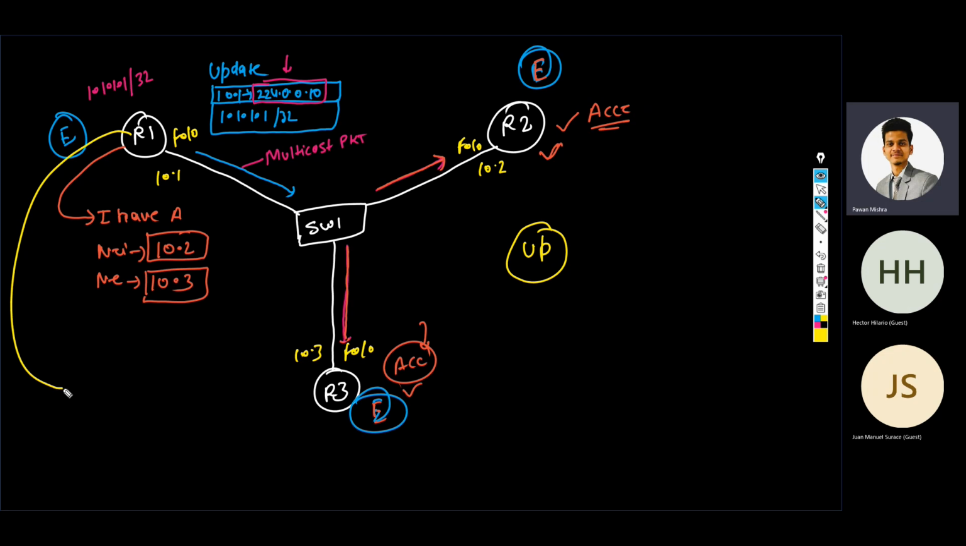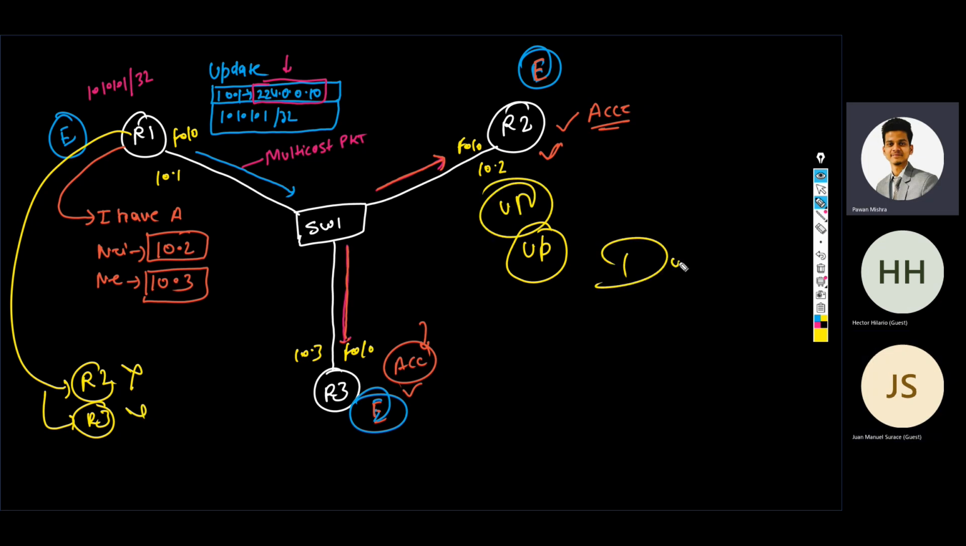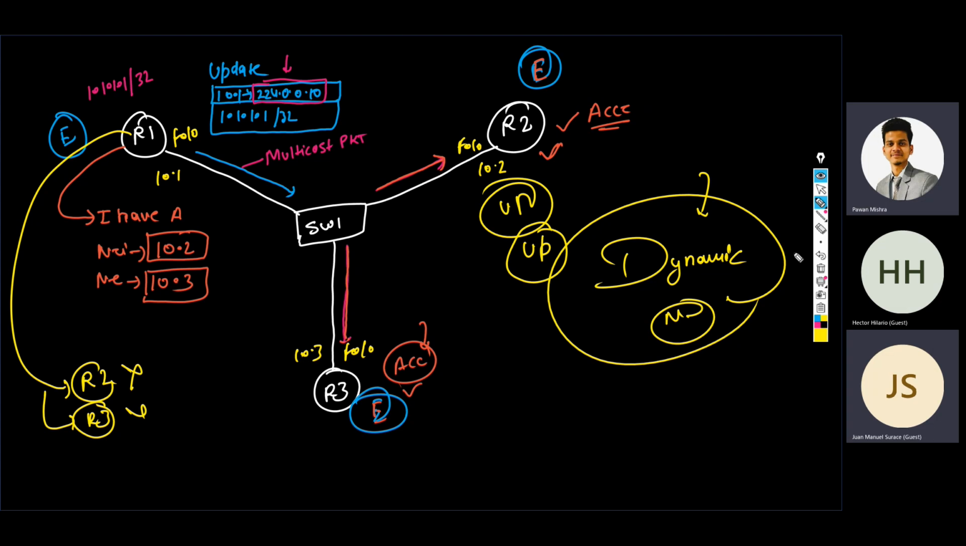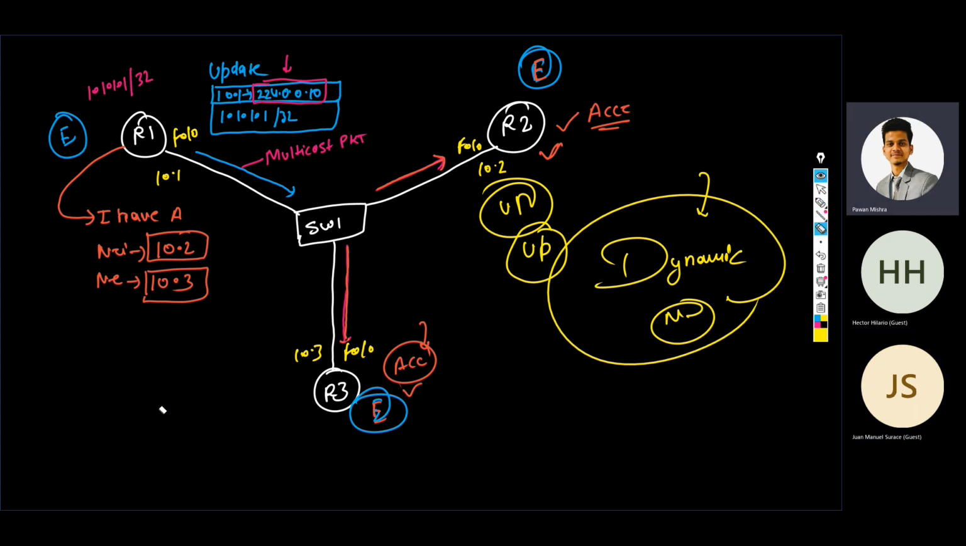I'm not saying please make a neighborship with R2 and please make a neighborship with R3. Statically, I'm not saying. Automatically, the neighborship will be up. So this type of neighborship is called what? Dynamic. Dynamic neighborship. This thing is clear? And let's say, now let's go on R2. Now remove all these things.